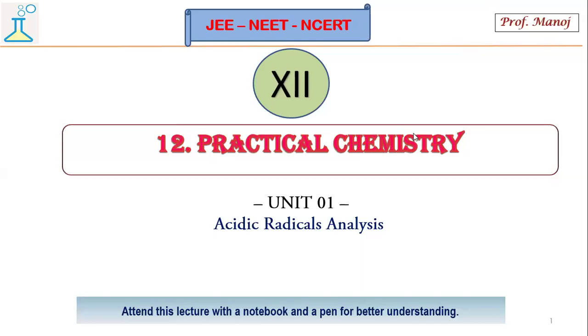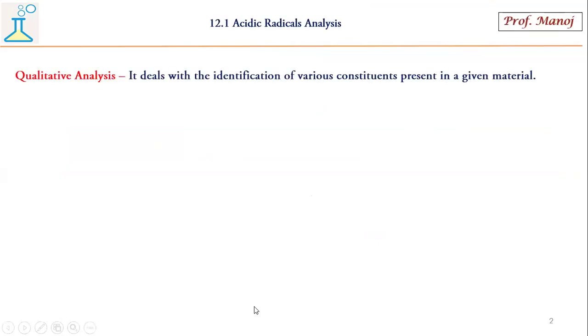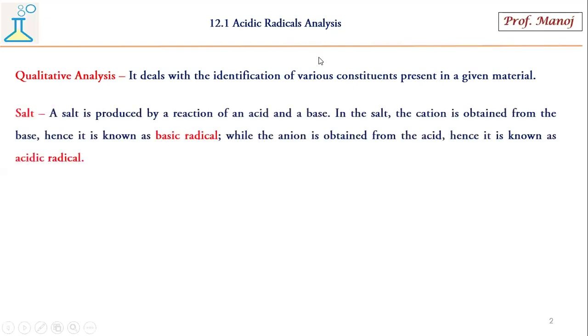Okay, the first section under qualitative analysis is called acidic radicals analysis. Let us first understand what is meant by this term qualitative analysis. The term qualitative means finding identification of the ions given in the salt. So practically, you will be given a salt in laboratory and you have to identify which are the radicals present in them. So we understand, first of all, what is meant by a salt.